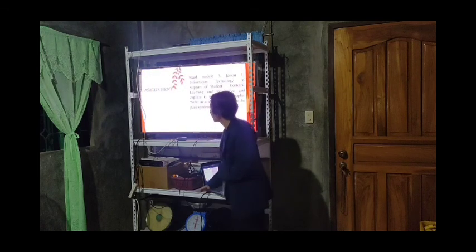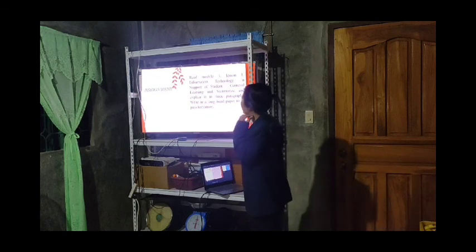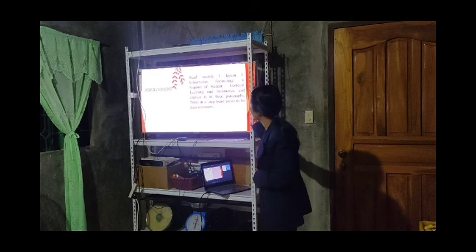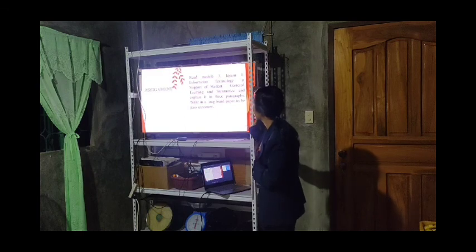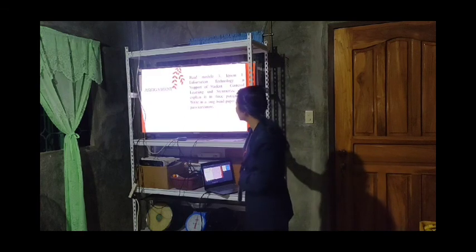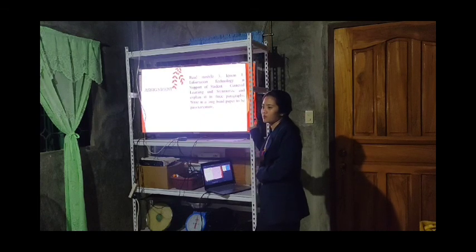So for your assignment, read Module 3, Lesson 1, Information Technology in support of student-centered learning, and summarize and explain it in 3 paragraphs. Write it on a long bond paper to be passed tomorrow.